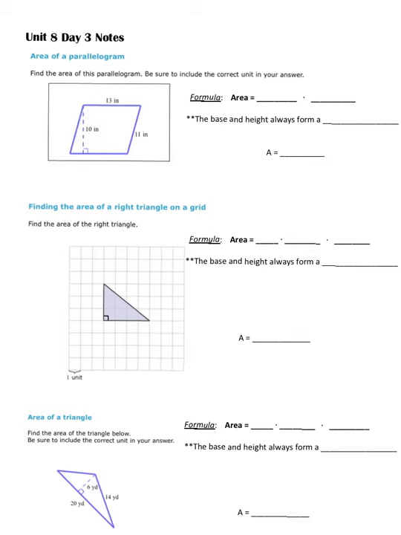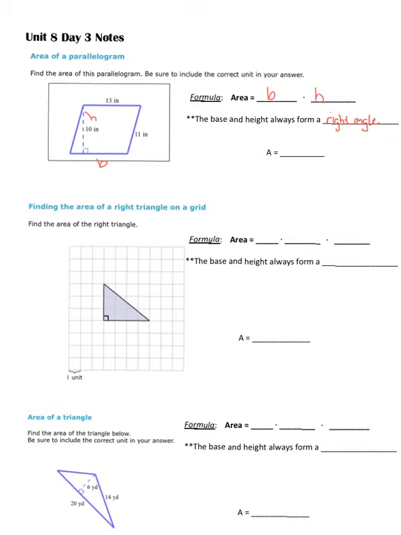They're similar, slightly different. The area of a parallelogram formula is base times height. Now the base and the height always form a right angle. All right, so this is the base, and the height is from a vertex to the base.